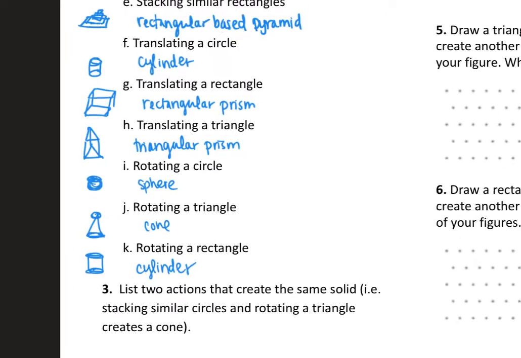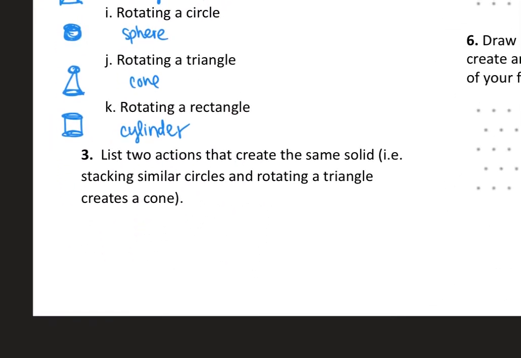All right, the next one says list two actions that create the same solid. So really what we can do is we can just look at the actions above and list two, but the example that I give would be stacking similar circles and rotating a triangle both creates a cone. So if we take a shape, say for instance a cylinder, there's a few different ways we can form a cylinder. We can stack congruent circles.